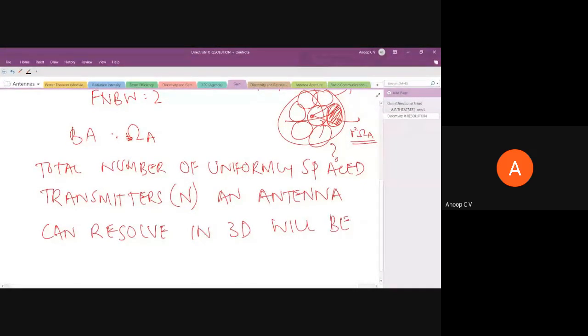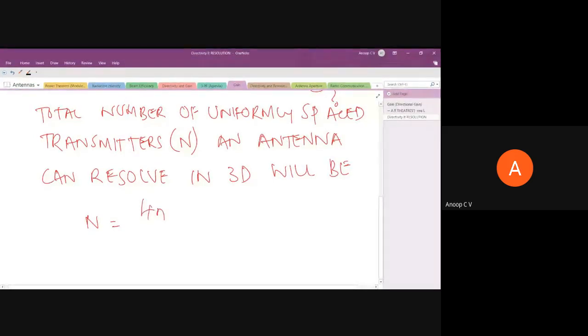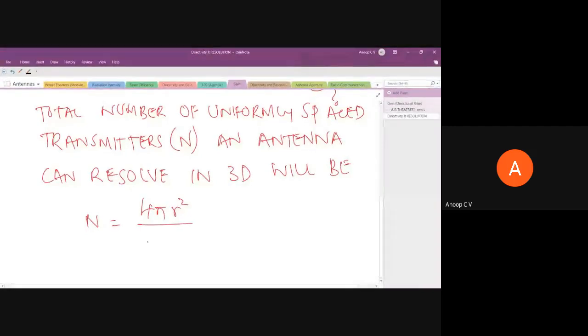So this antenna can cast a footprint of r square times omega A on a sphere, if you consider the satellite orbit as a sphere, right? So that will be equal to N. That will be equal to 4 pi r square divided by r square times omega A, which means the total area of a sphere divided by the footprint of this antenna, right? So that will be equal to 4 pi by omega A, and that will be numerically equal to directivity. This is one way of proving that, right?